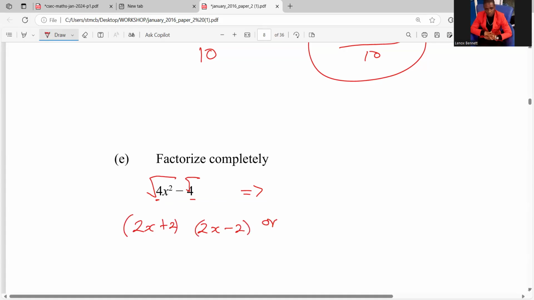Or we could say, since x squared is common, we can also factorize this, which would be a difference of two squares: x plus 1 and x minus 1.